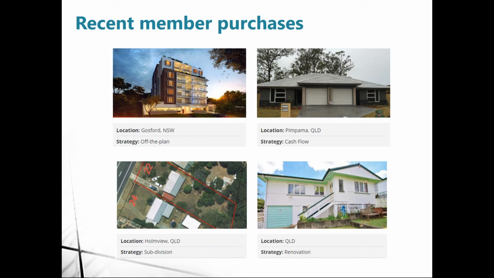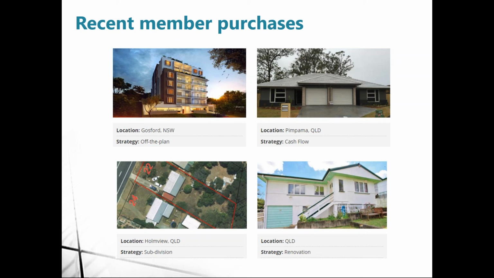For some of our clients who were looking for something that already existed, down the bottom left corner there in Homeville in Queensland, we helped a client purchase a subdivision opportunity. They purchased that at $310,000. Including purchase costs, things like stamp duty and legals, and also the council cost to split the block, the total cost was then $400,000.